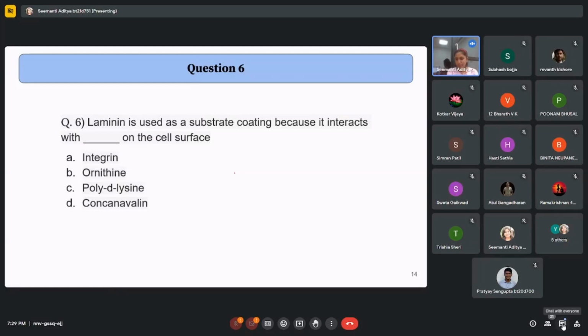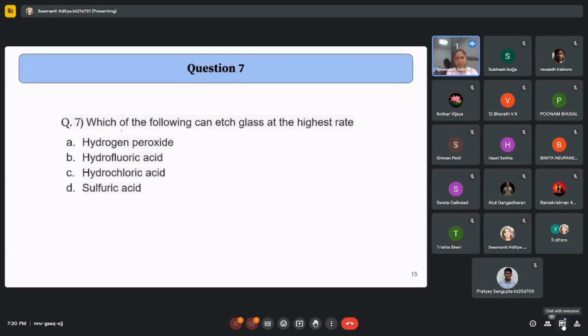Yes, so the correct option is option number A. Integrin interacts with laminin, so on the cell surface it will interact with integrin, but on the glass surface laminin interacts with ornithine to properly get attached to the glass surface. On the cell surface it interacts with integrin. The correct option is option number A. Now let's go to the next question.